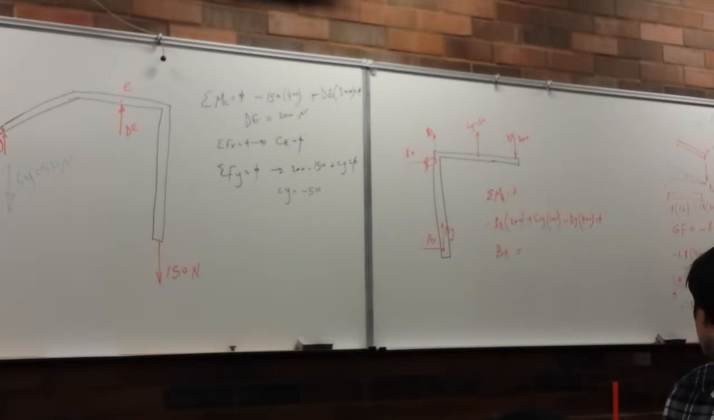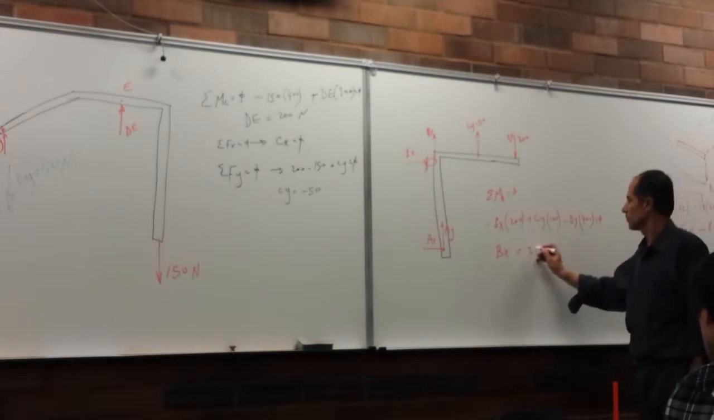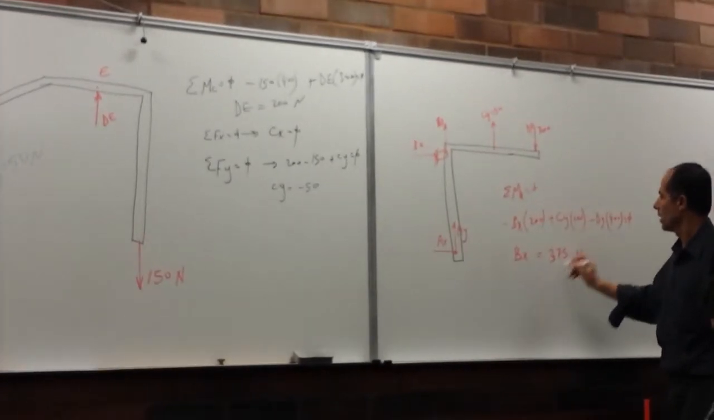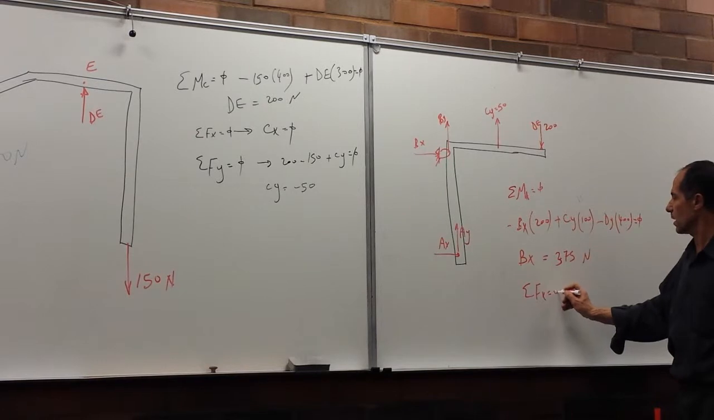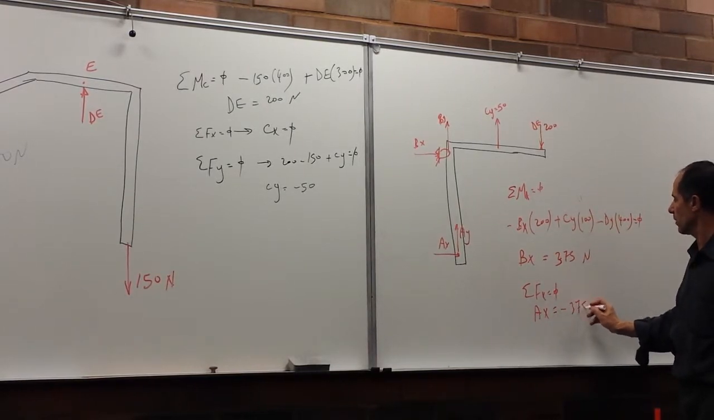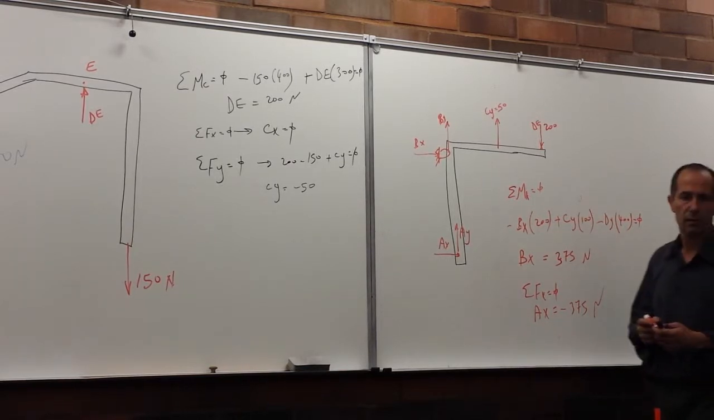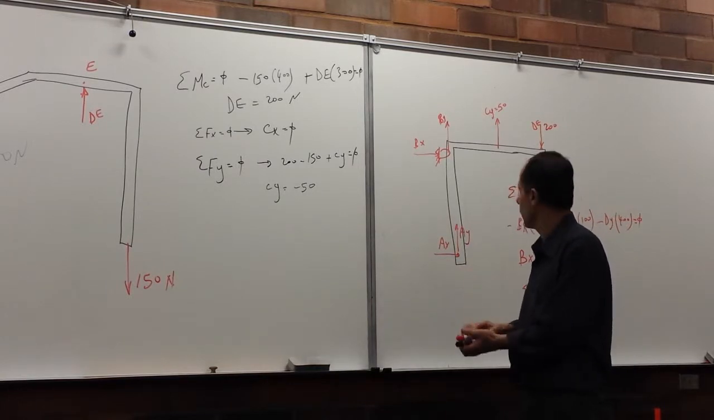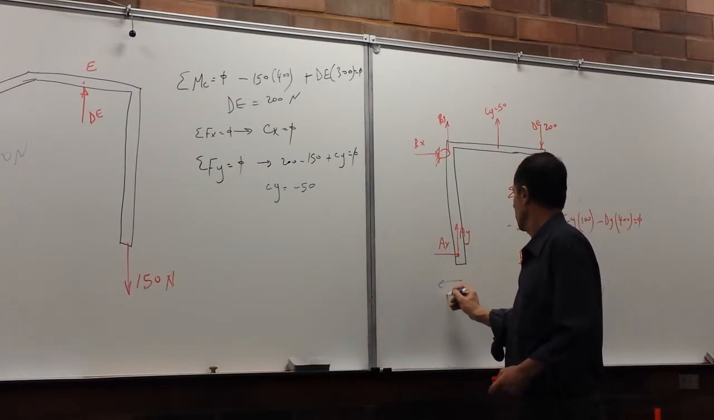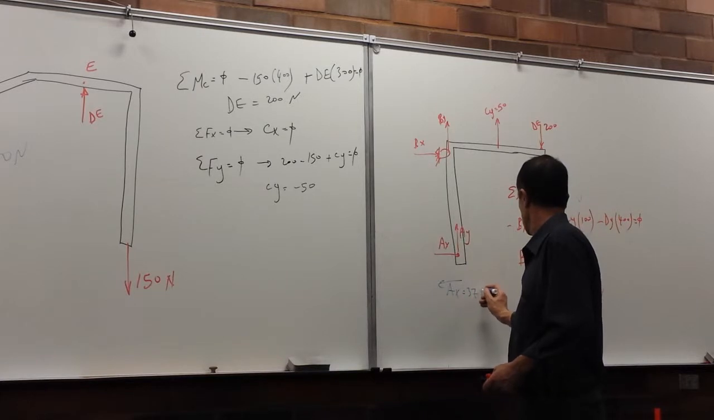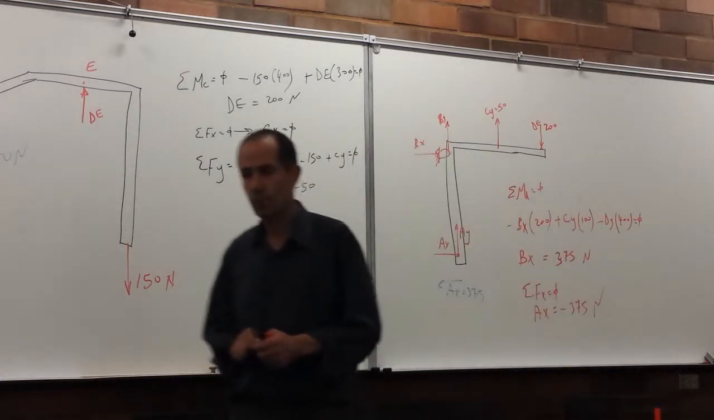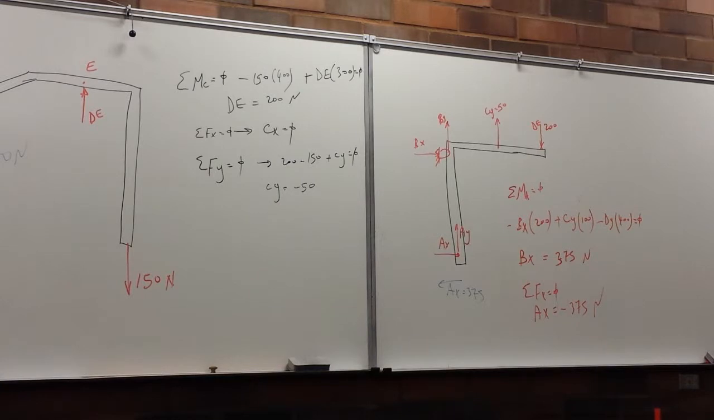How much? 375. Sum of forces on X equals 0. AX equals negative 375 newtons. Agree? Here is the final answer for AX. Everybody.